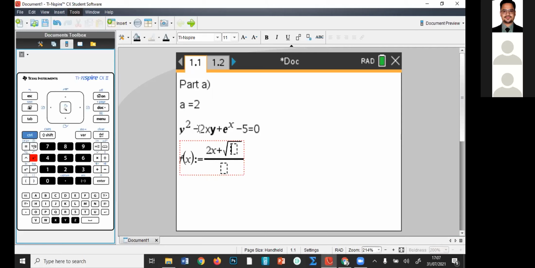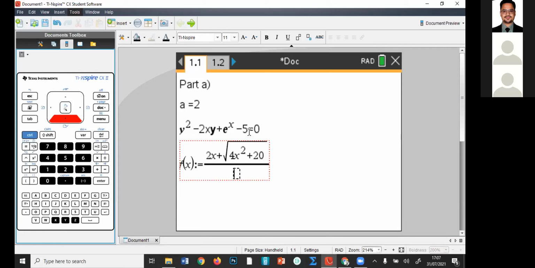What is b? b is negative 2x, so b squared will become 4x squared, minus 4ac. So minus 4 times 1 times (e raised to the power of x minus 5). Hassan, please keep checking my calculations. Yeah, I think e raised to the power of x will be there.